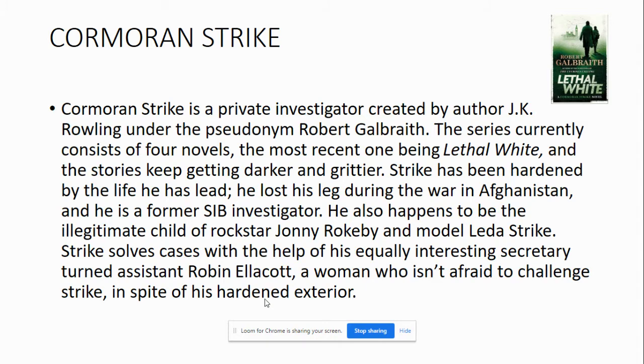So, Cormoran Strike. You read an extract from Silkworm, which is the first of 4 novels by Robert Galbraith, who is J.K. Rowling. Basically, she uses the pseudonym Robert Galbraith. Strike's background is that he lost his leg during the war, and he was a former investigator. I can't remember what SIB stands for, I apologise. He's also got a strange family relationship where he's the love child of a very famous rock star, and that follows him around wherever he goes, and he's very resentful of that. And he's got this sidekick, this secretary called Robin Ellicott, who is a brilliant female character who works her way up to be his sidekick, and she challenges him wherever possible.